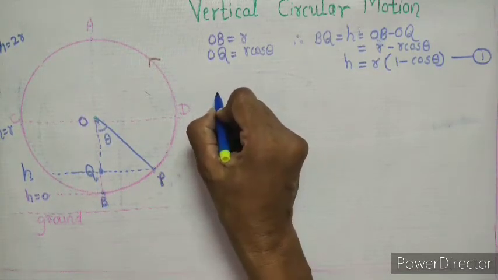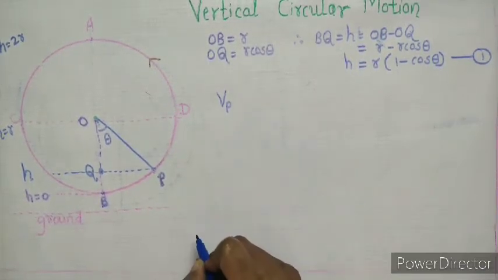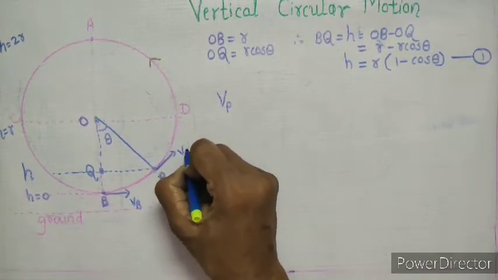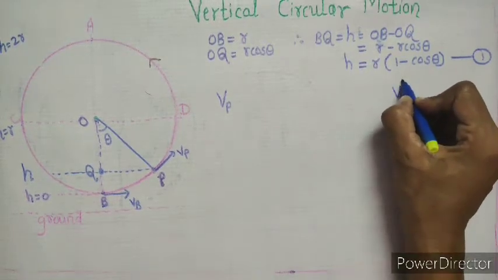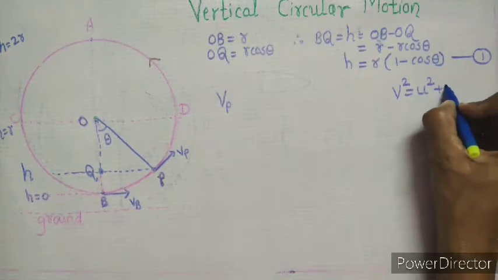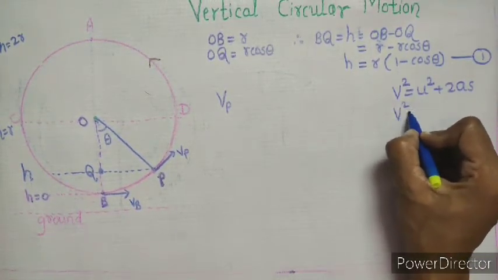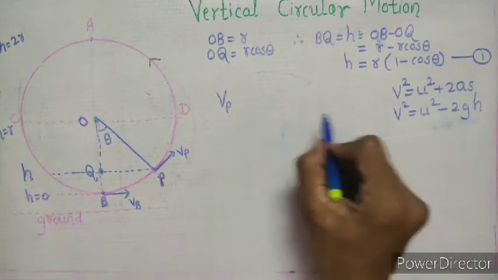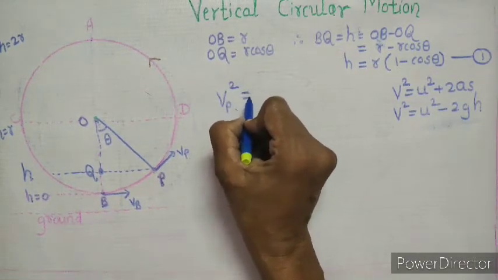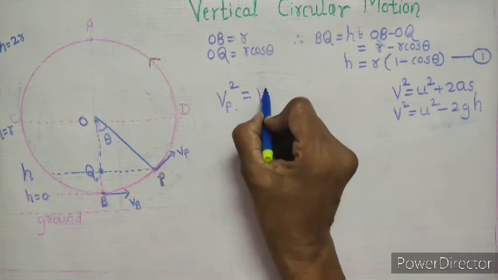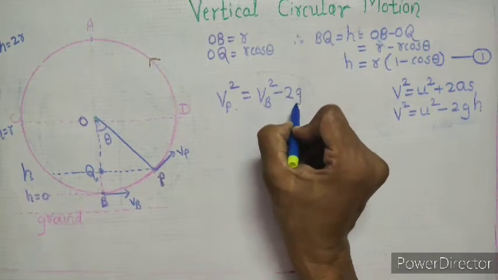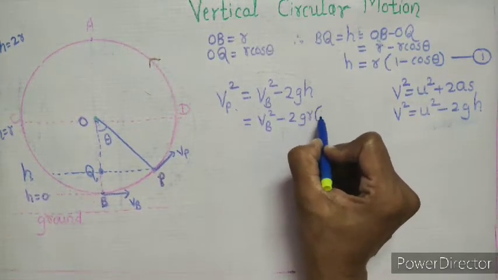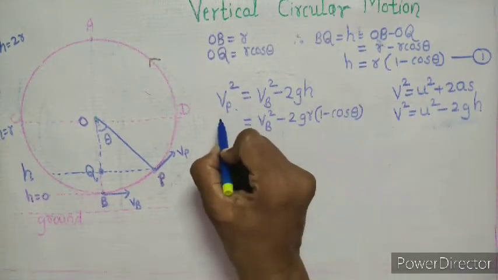Now here we have to write for VP. So here we consider VB is the speed at lowermost point, VP is the speed at point P. By using the kinematical expression, V square is equal to U square plus twice AS. For vertical motion it is V square is equal to U square minus twice GH. So here final velocity is VP. VP square is equal to U is initial velocity, VB square minus twice GH. VB square minus twice GR 1 minus cos theta. So this is the relation for VP square.